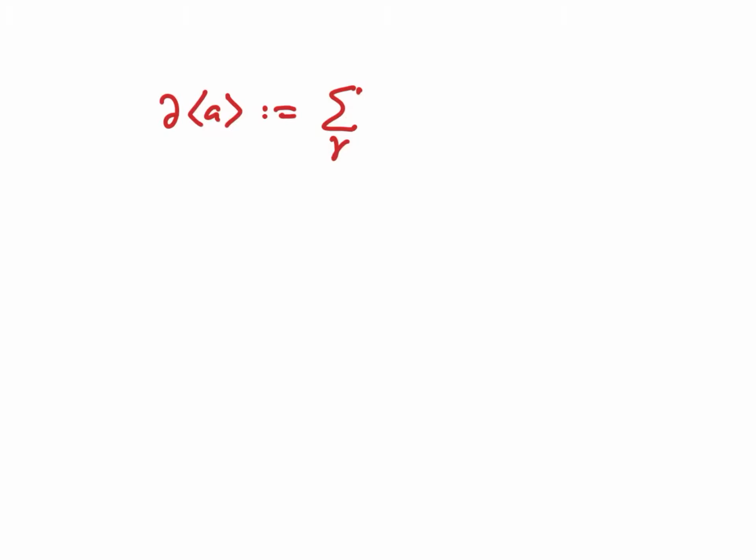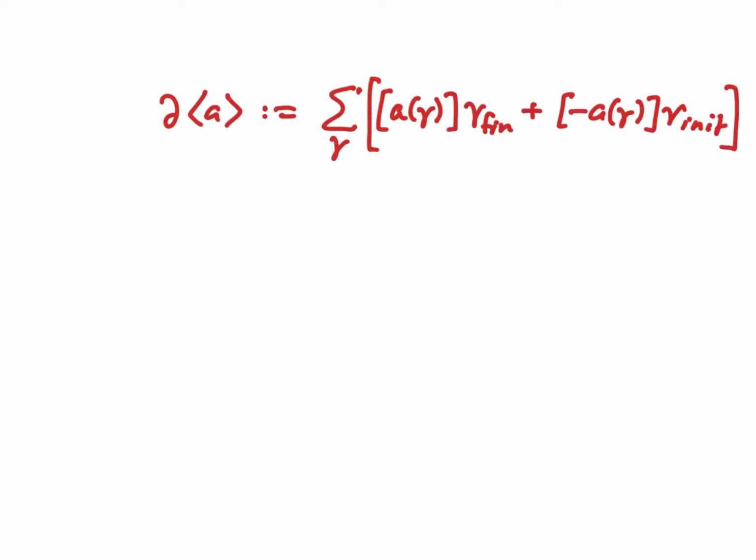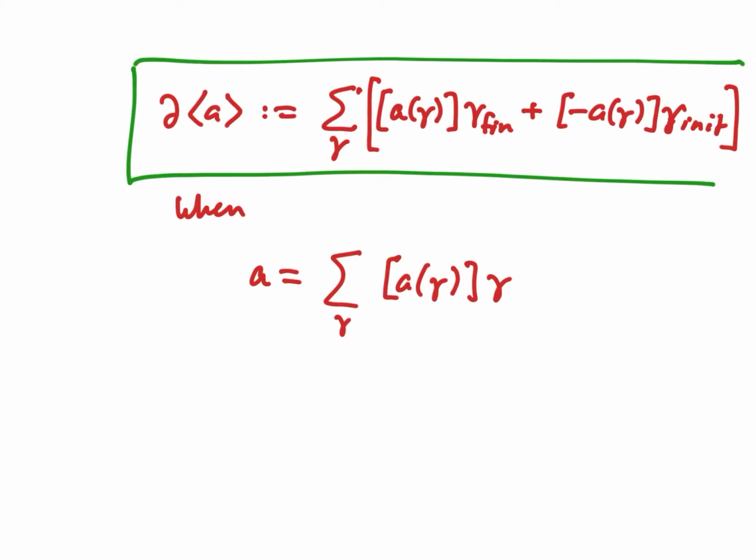The answer is, it's going to be the sum over all paths gamma of a of gamma times 1, that is plus 1 times gamma final, and then minus a of gamma, because it was a of gamma times a negative 1 times gamma initial. And that is, again, a formal sum of points. So this is when the original formal sum A had these coefficients. And this defines the value of the boundary operator there. Okay. So the first thing I want to establish about this boundary operator is that it's a linear operator in the module sense.